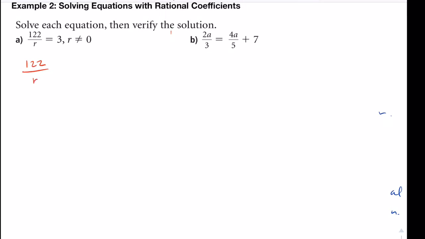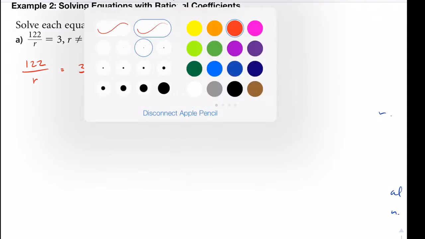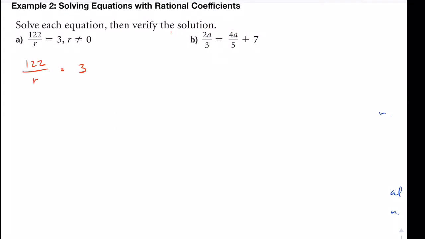22 divided by r equals 3. So we haven't seen it yet when the variable is on the bottom, or the denominator. So what we want to do here is multiply both sides by r. So I'm going to write this down.